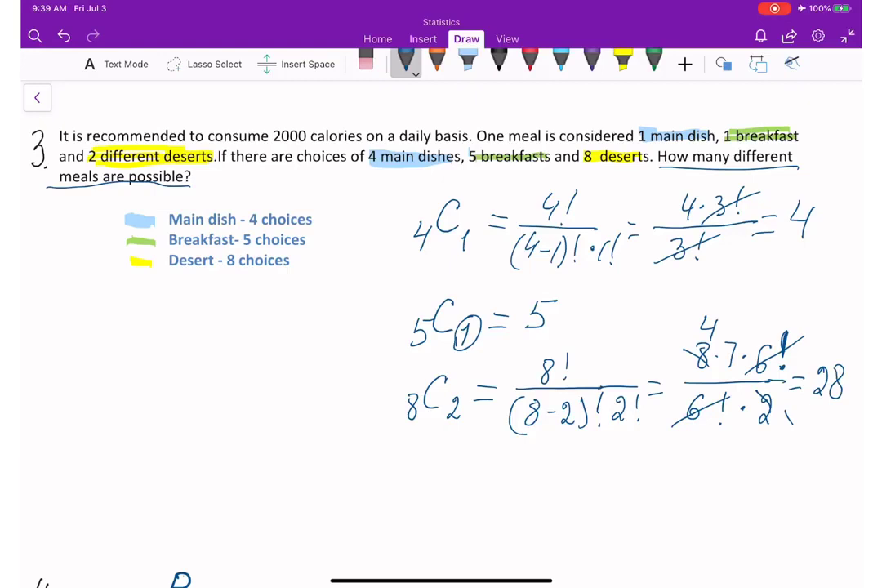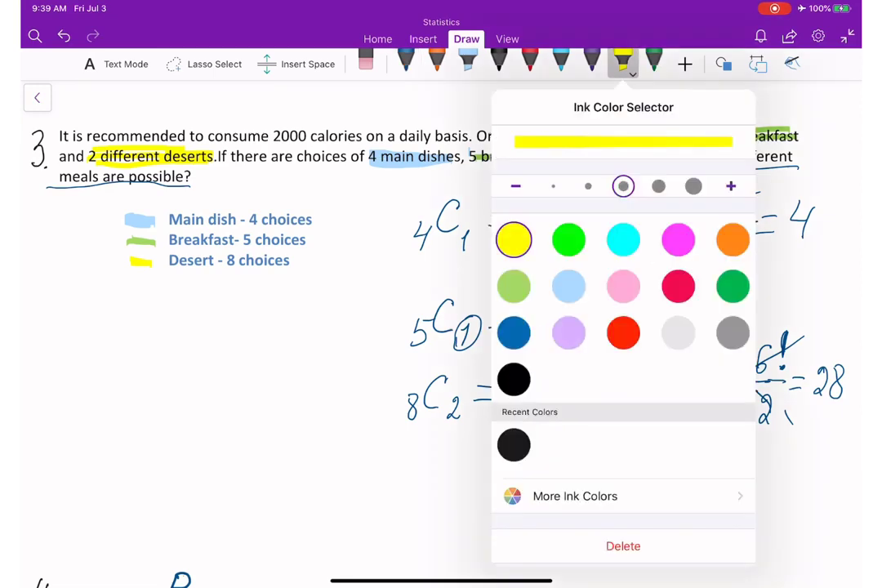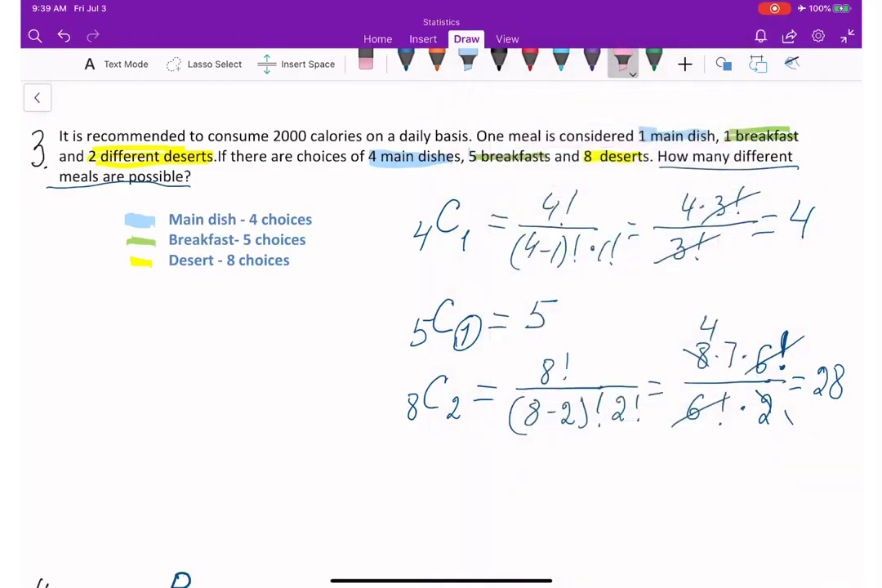All right. So from here, we got all these choices. So total, how many different meals are possible? Let me see. 4, 5, and 28. We multiply by each other. 4 times 5, and then times 28.